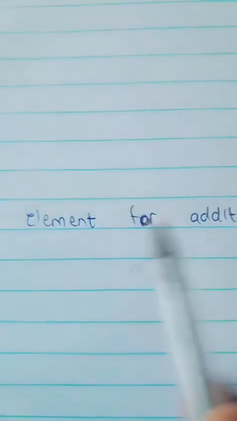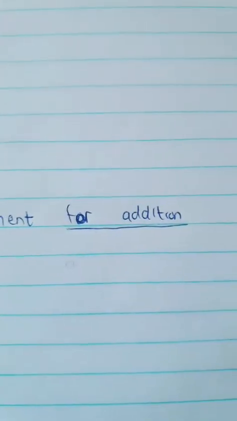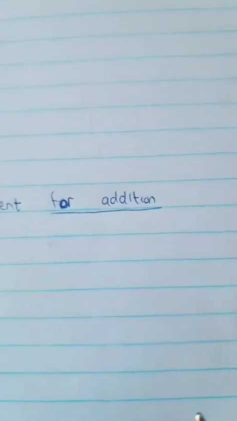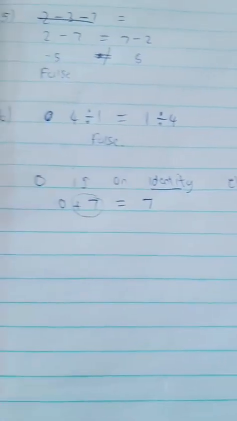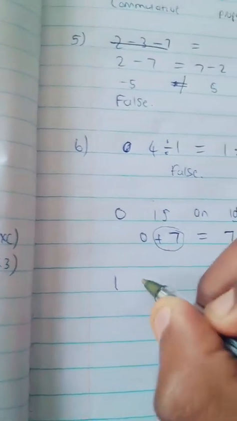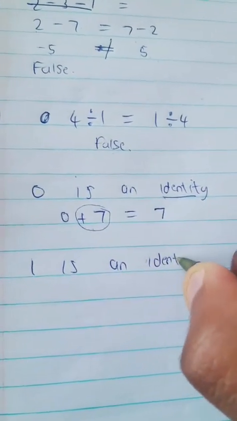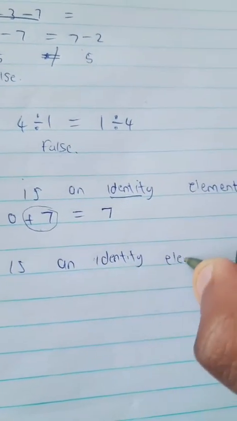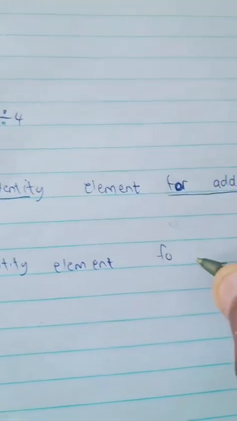So 0 plus 7, the 7 was positive, so it remains positive whenever it is associated with 0. So it's like what Drip says, the other number doesn't change. That's why we call 0 an identity element, but it's only for what? It's only for addition that it's an identity element. All right, let's go. Let's look at another number. 1 is an identity element for what?